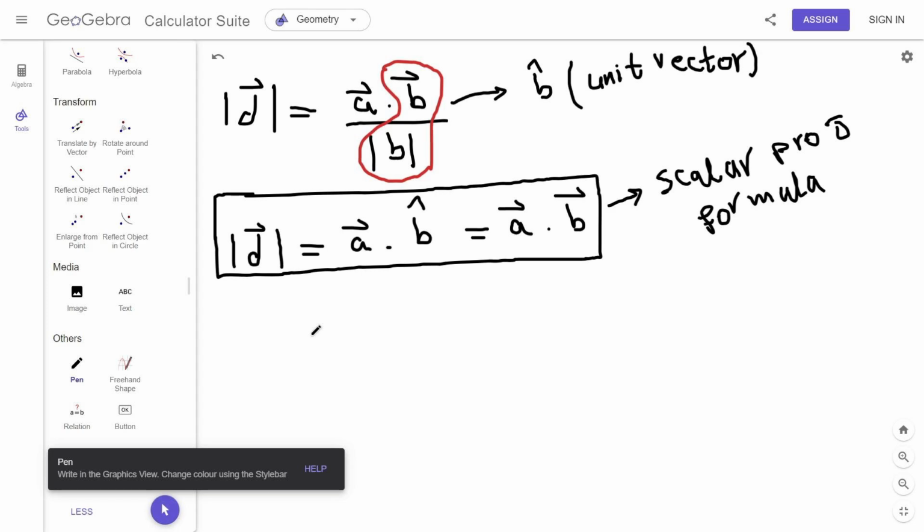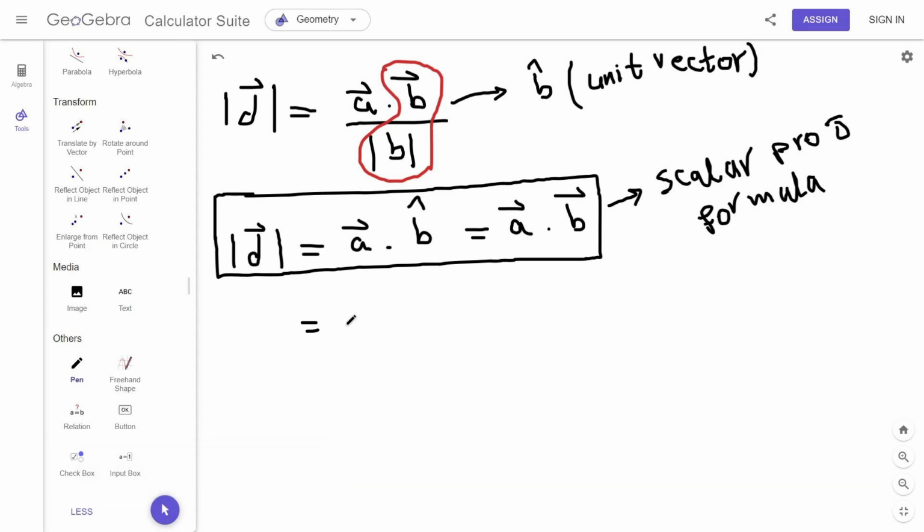Let's summarize the different forms of the scalar projection formula we derived. The dot product form, when B is normalized. Cosine angle form, the magnitude of vector A multiplied by the cosine theta, where theta is the angle between vectors A and B. And finally, the unit vector form, when B is not normalized.